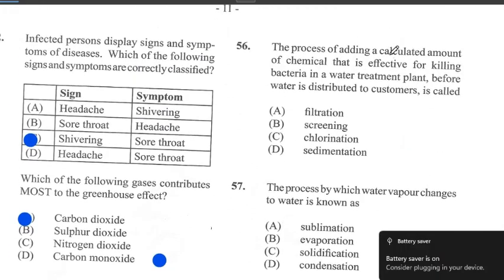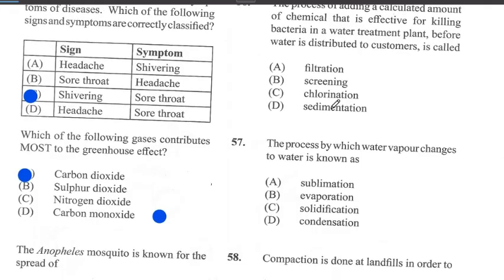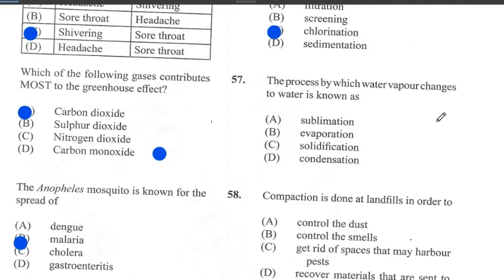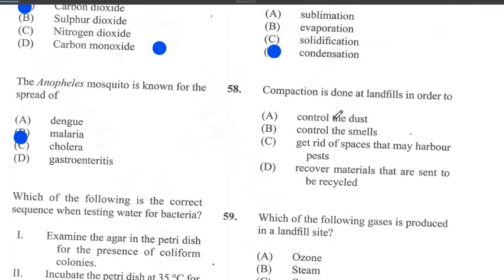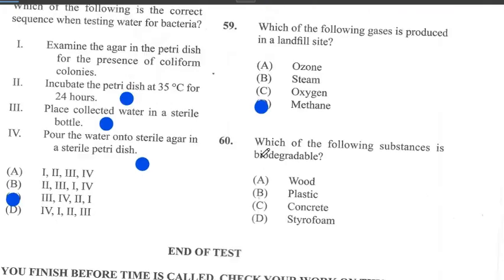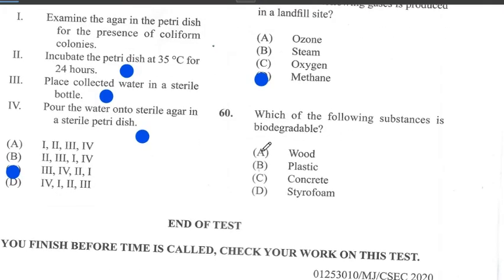The process of adding a calculated amount of chemical that is expected to kill bacteria in a water treatment plant before water is distributed to customers. That's called chlorination. The process by which water vapor changes, we know this through the water cycle. That would be condensation. Compaction is done at landfills in order to get rid of spaces that may harbor pests. Which foreign gas is produced in a landfill site? That is methane. Which of the following substances is biodegradable? That would be wood.